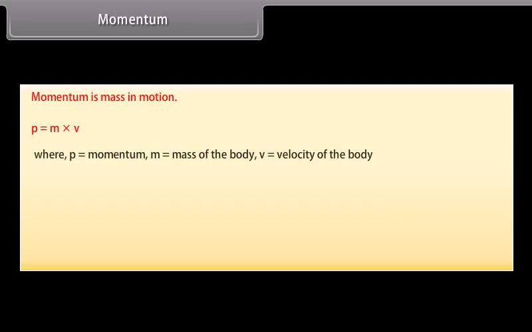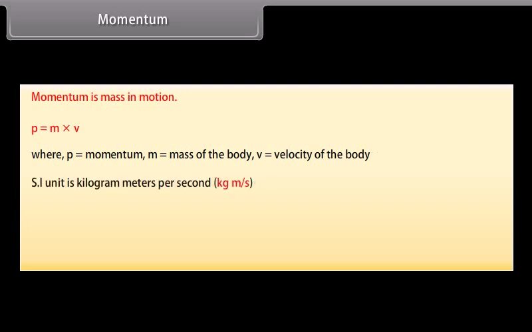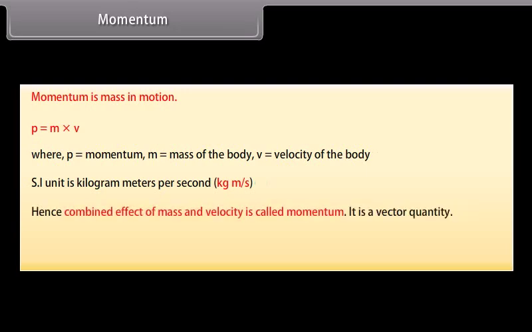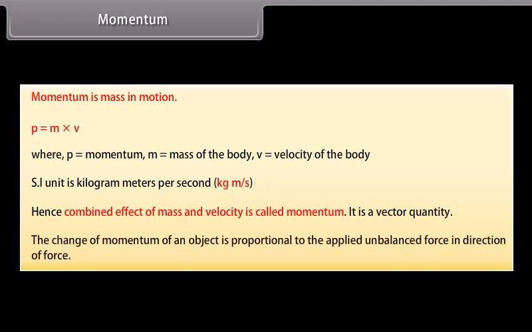Momentum. Momentum is mass in motion. P is equal to m into v, where P is momentum, m is mass of the body, v is velocity of the body. SI unit is kilogram meters per second. Hence, the combined effect of mass and velocity is called momentum. It is a vector quantity. The change of momentum of an object is proportional to the applied unbalanced force in the direction of force.